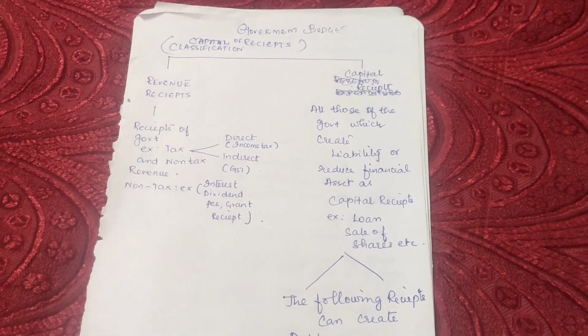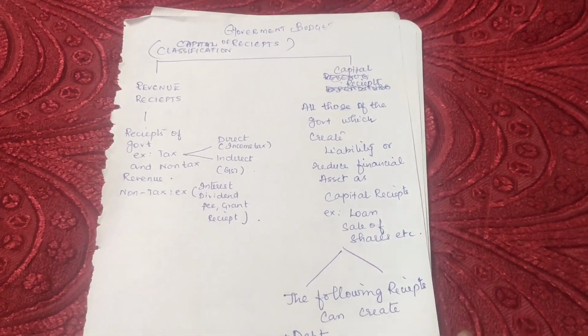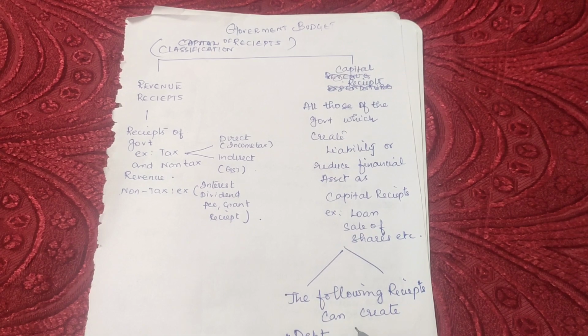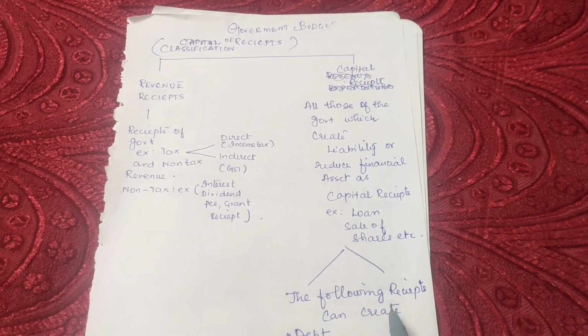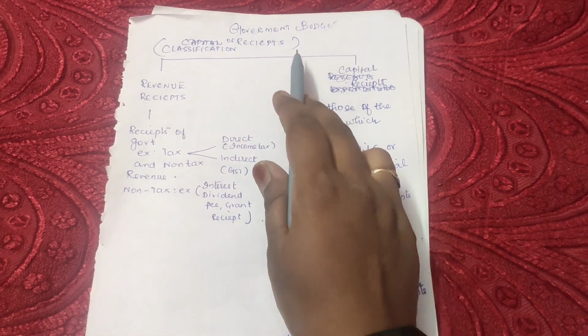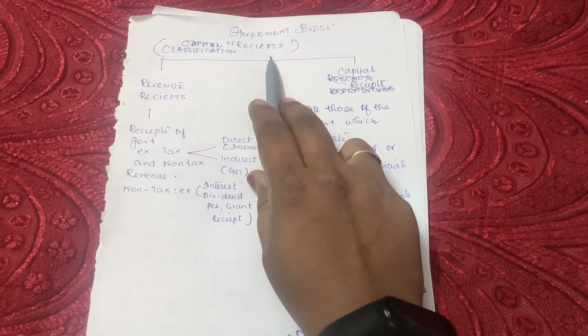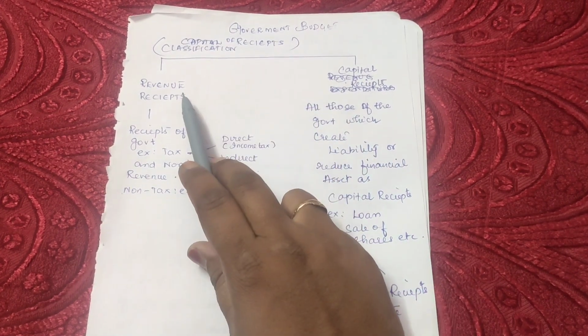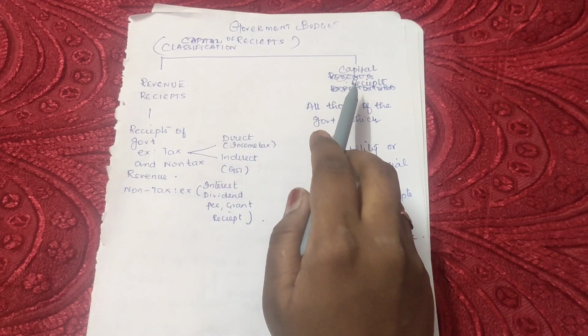Some of the important 6 marks questions I've made again so that I can explain and you can get the idea how easily you can write. Classification of receipt. Receipt means receivables of government. It is classified into two: revenue receipt and capital receipt.